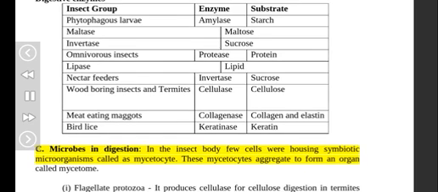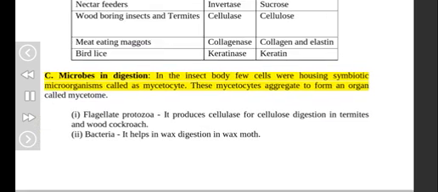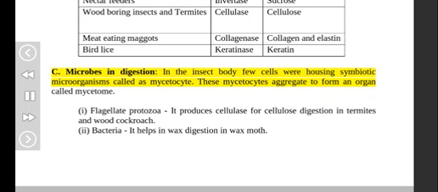C. Microbes in digestion. In the insect body, a few cells house symbiotic microorganisms and are called mycetocytes. These mycetocytes aggregate to form an organ called mycetome. 1. Flagellate protozoa produce cellulase for cellulose digestion in termites and wood cockroach. 2. Bacteria help in wax digestion in wax moth. 3. Bedbug and cockroach obtain vitamins and amino acids from microbes. These microbes are transmitted between individuals through food exchange, mouth-to-mouth feeding called trophallaxis, and through eggs, called transovarial transmission.